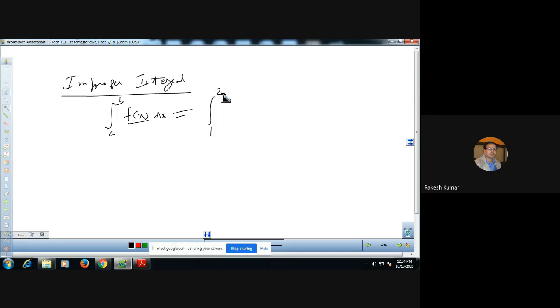Suppose we have to evaluate 1 to 2 x square dx. You can easily find out the value of this. There will be x cube over 3, and you can put the values, that is 8 by 3 minus 1 by 3, that is 7 by 3. So this is how you can find out the value of a definite integral. We have already done this, but these are said to be proper integrals.